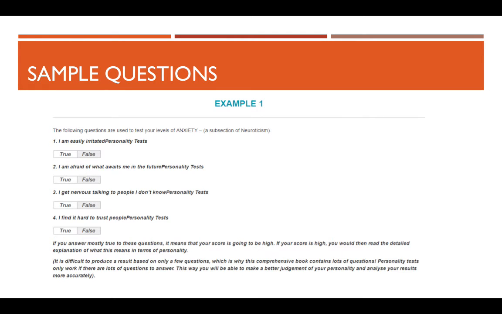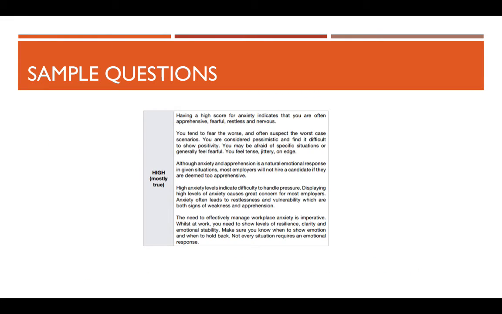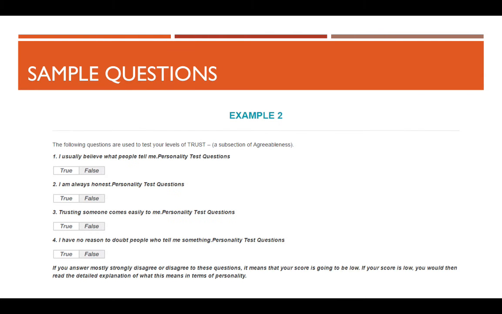And then after you've answered all of the questions, you will be given a detailed guide of what your answers mean. So if you scored mainly high on that subsection, you'll be given a detailed outline of what your scores mean. For this, having a high score for anxiety indicates you are often apprehensive, fearful, restless, and nervous. So this breaks down your personality even further, and it gives you an understanding of the personality characteristics that you have.